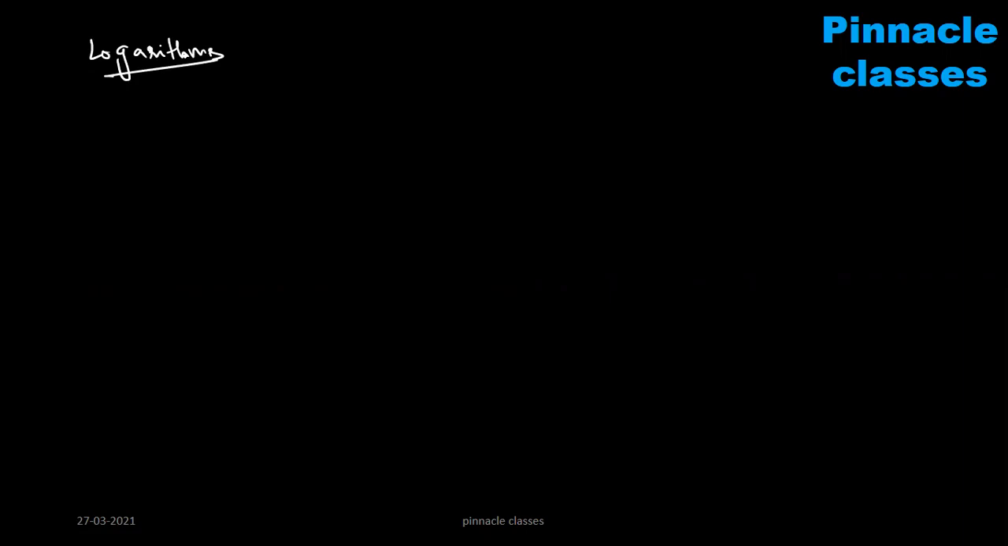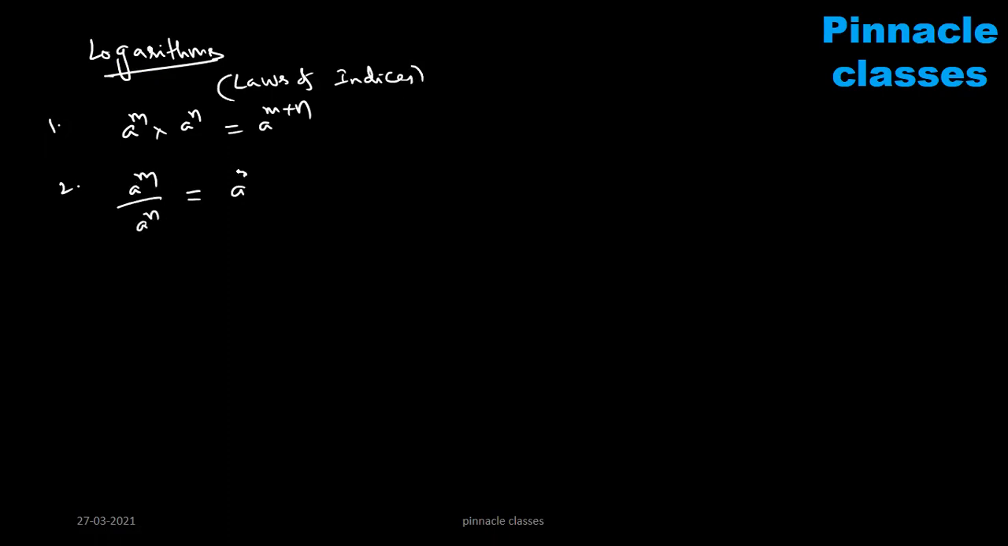Before going to discuss this one, formulas. Before that, basics I'm writing. A power m into a power n is equal to what? A power m plus n. These are called the laws of indices. A power m by a power n is equal to a power m minus n. 3. A power 0 is equal to 1. 4. A power m whole power n is how much? A power mn.